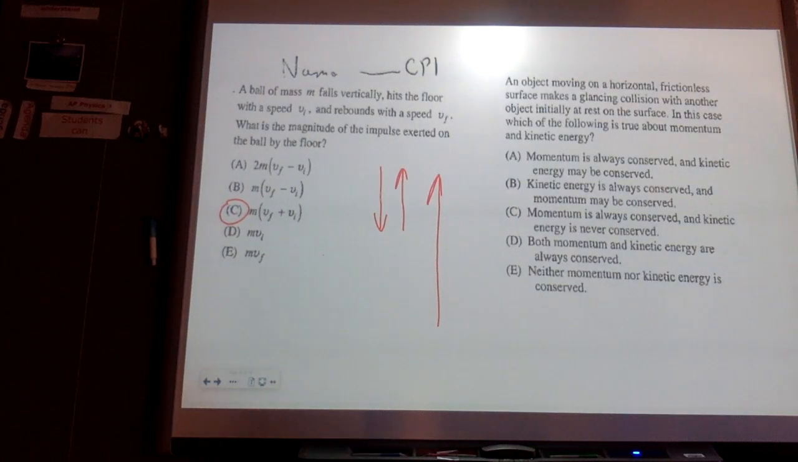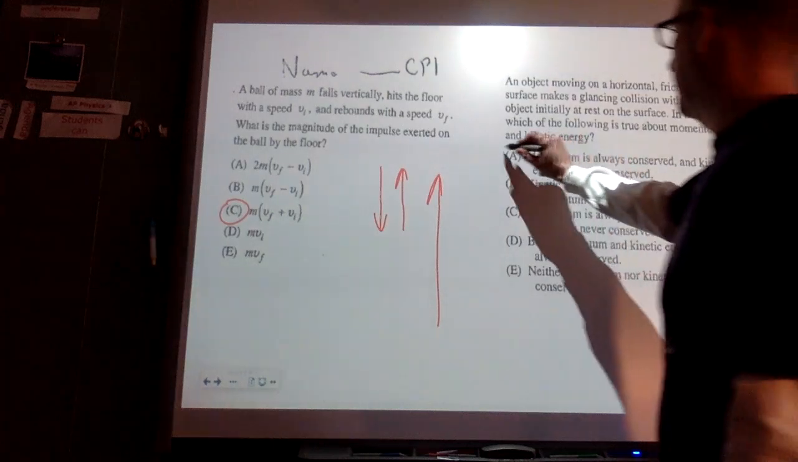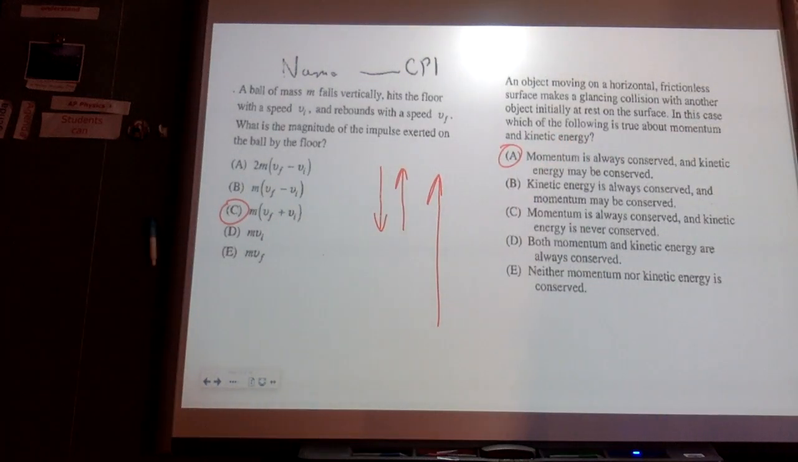An object moving on a horizontal frictionless surface makes a glancing collision with another object initially at rest on the surface. Which of these is true about the momentum and kinetic energy? The momentum is conserved. The kinetic energy may be conserved.